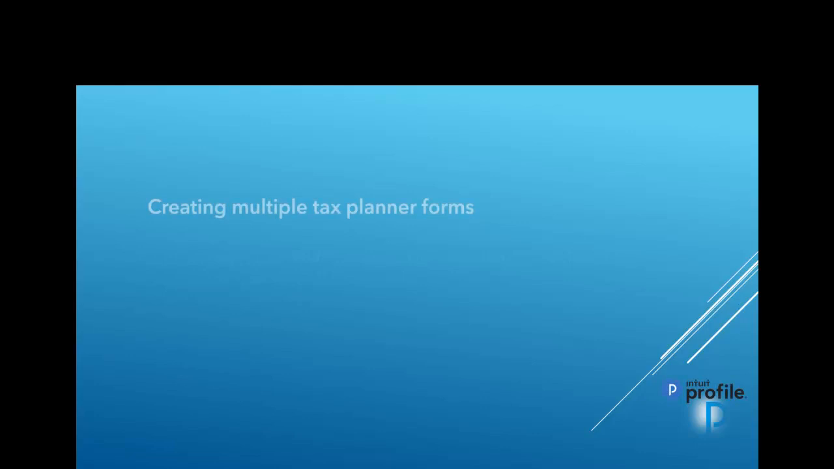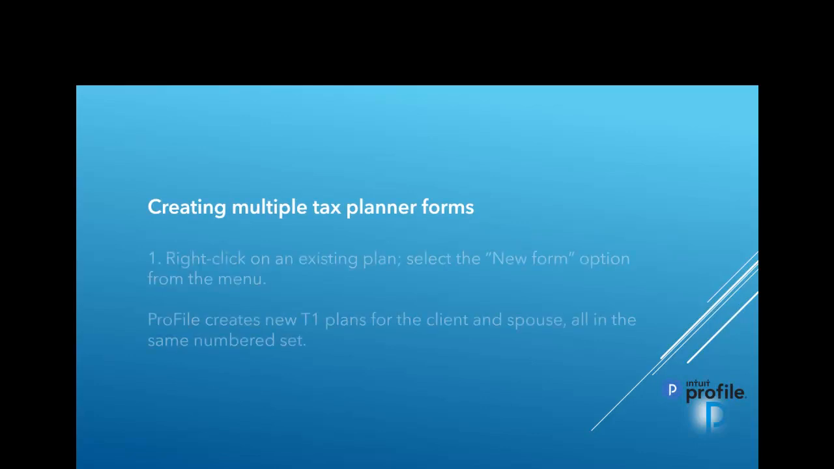So these are the steps in creating multiple tax planner forms. The first step you want to take is to right-click on an existing plan and select the New Form option from the menu. ProFile creates new T1 plans for the client and spouse, all in the same numbered set.